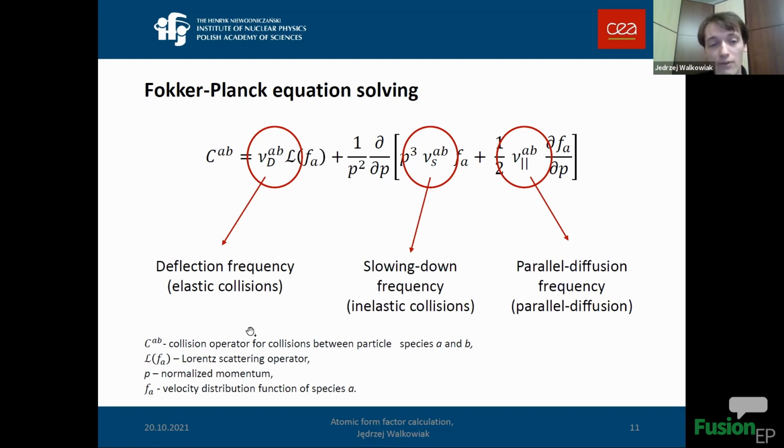In my work, I will focus on the elastic and inelastic collisions, because I was trying to implement the effects of partial screening into these collision frequencies. I will give the example on the elastic collision because this is the easier case to explain.